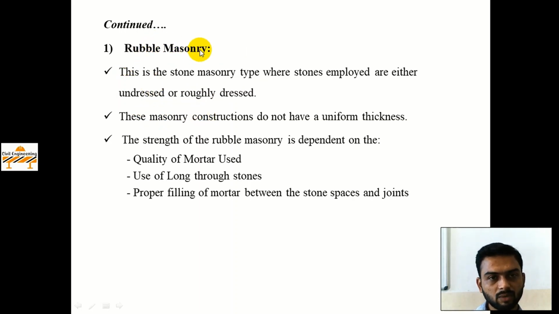Now what actually is rubble masonry? This is the stone masonry type where stones employed are either undressed or roughly dressed. These masonry constructions do not have uniform thickness. The strength of the rubble masonry is dependent on quality of mortar used, use of long through stones and proper filling of mortar between the stone spaces and joints.